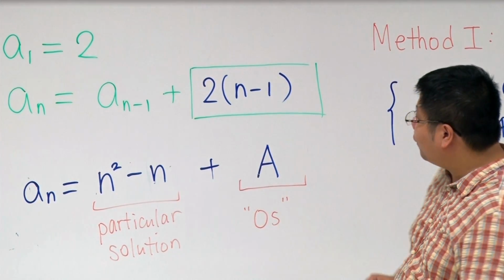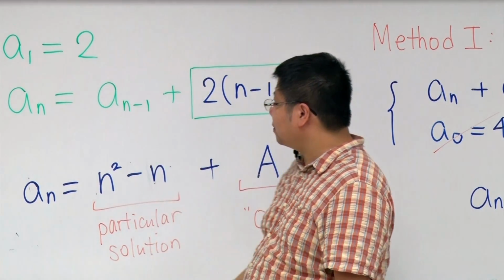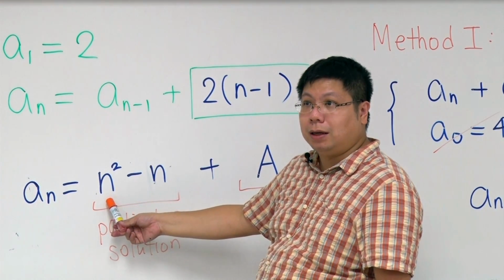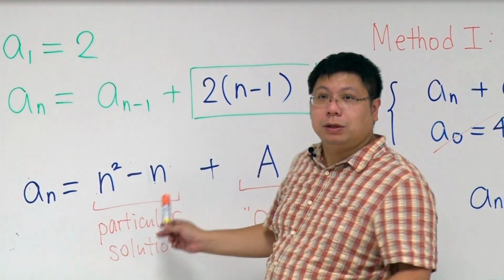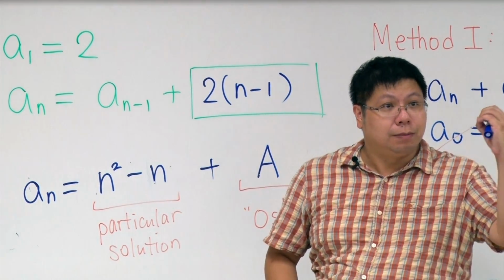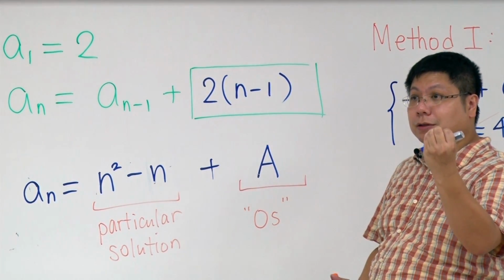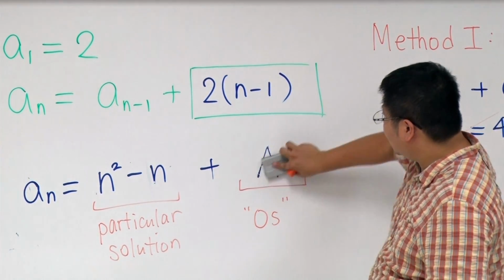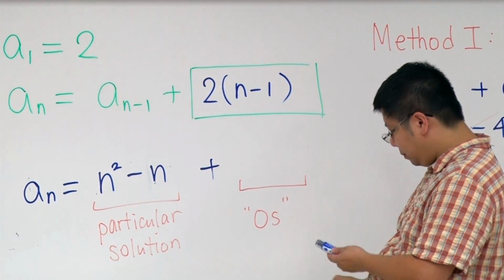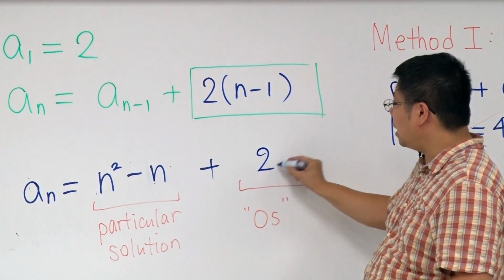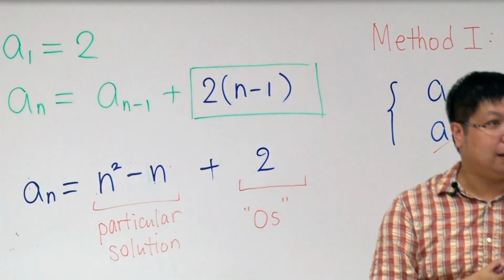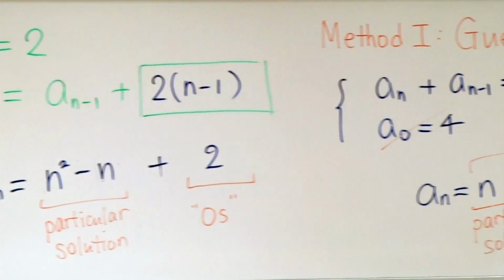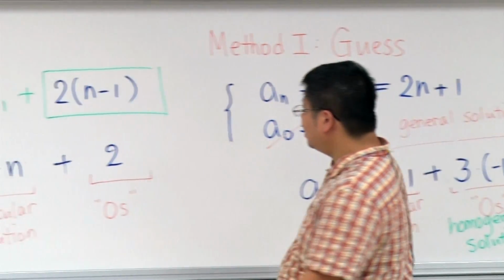So if you plug in 1 here, then this will be 1 squared minus 1, and 1 squared minus 1 is 0, right? But I want the answer to be equal to 2, so what should I do? I need to add 2 there. So this is the 2 that I should have. Is that okay? So that's it.